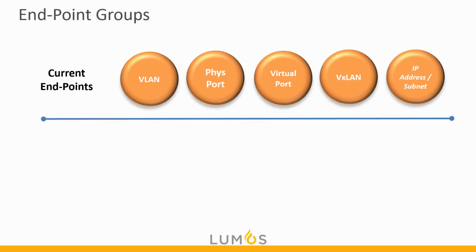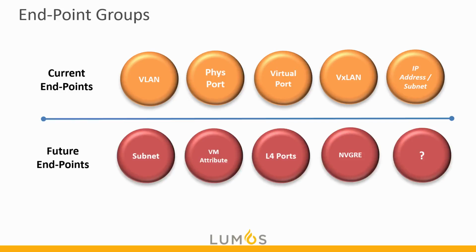So endpoint groups, we have the ability to classify based on VLAN, or a physical port, or a VXLAN, or even an IP address subnet. Now this says future, but truthfully, we have the ability to do this today. We already have support for Microsoft Hyper-V now with the new release of ACI. We can take a look at custom VM attributes.